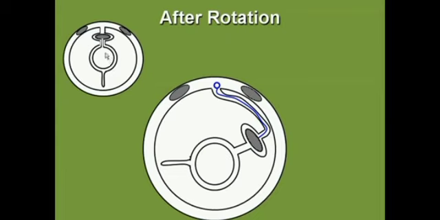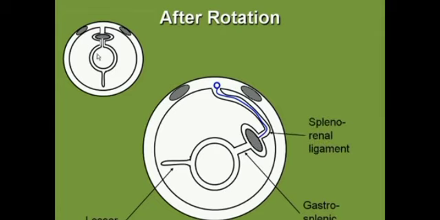So let's take a look at that next picture. And we've left the original picture up in the corner here just for comparison purposes. So there's that lesser omentum, which was pointing ventrally. It's now pointing to the right. There's that gastrosplenic ligament, which was heading off dorsally. It's now heading off to the left. And there's that splenorenal ligament that was fairly short and went from the spleen to the dorsal midline. It's now quite long. It still goes to the dorsal midline, but it had to get longer to allow the spleen to move over to the left. So that's the result of the rotation.